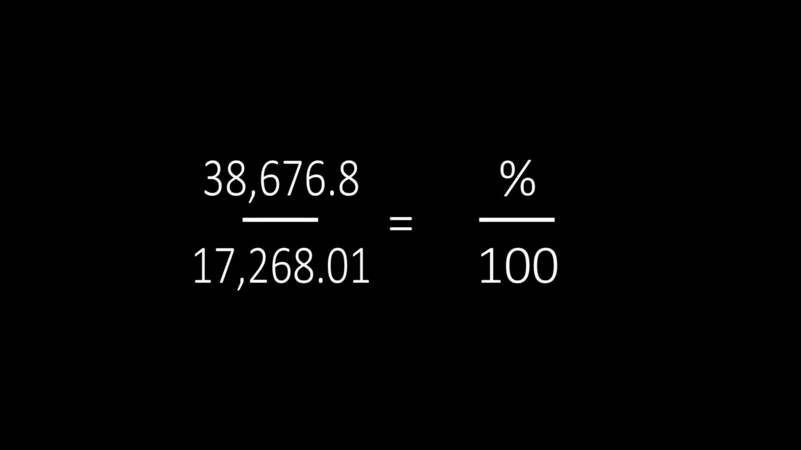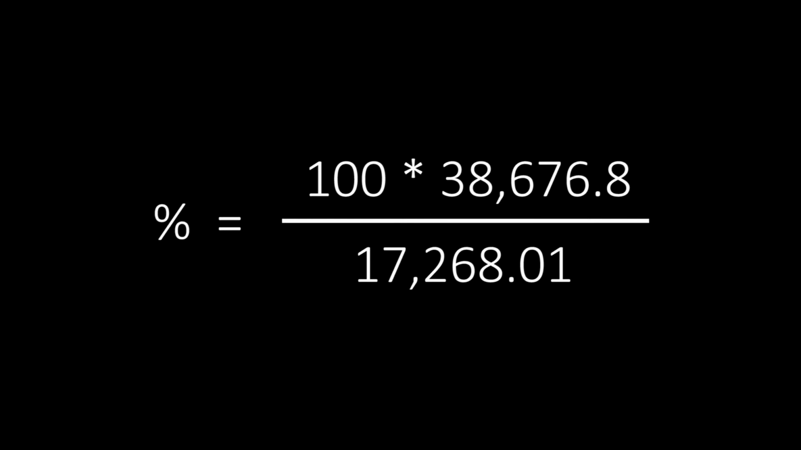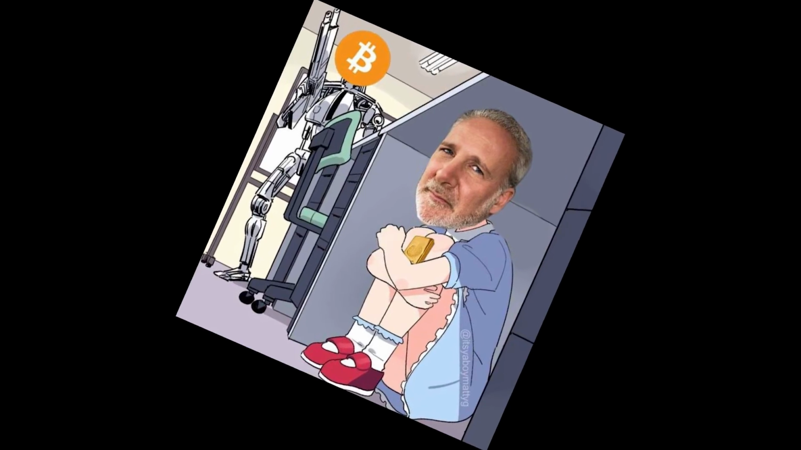Okay, so let's keep going. We multiply 100 by 38,000, yada yada yada, then divided by the other value. And what do we get? We get an increase of 223%. That is insane. That is insane. Take that, Peter Schiff. Are you okay? Are you okay, Peter Schiff? Are you? All right. Last one.